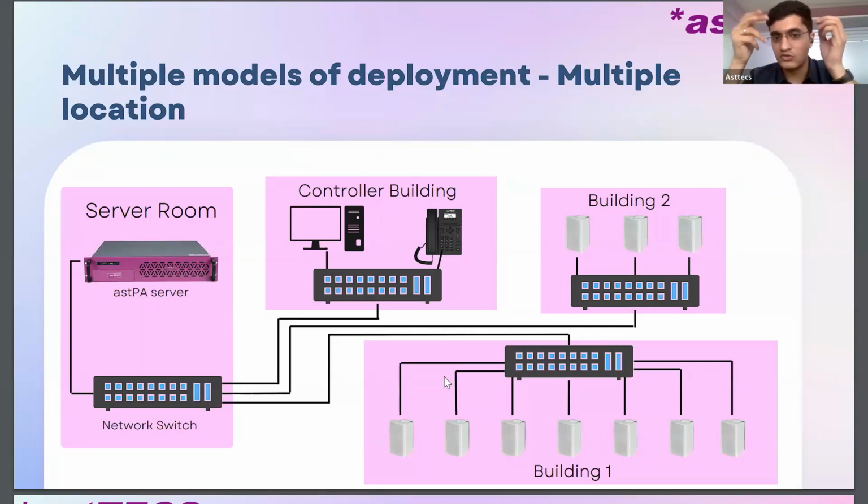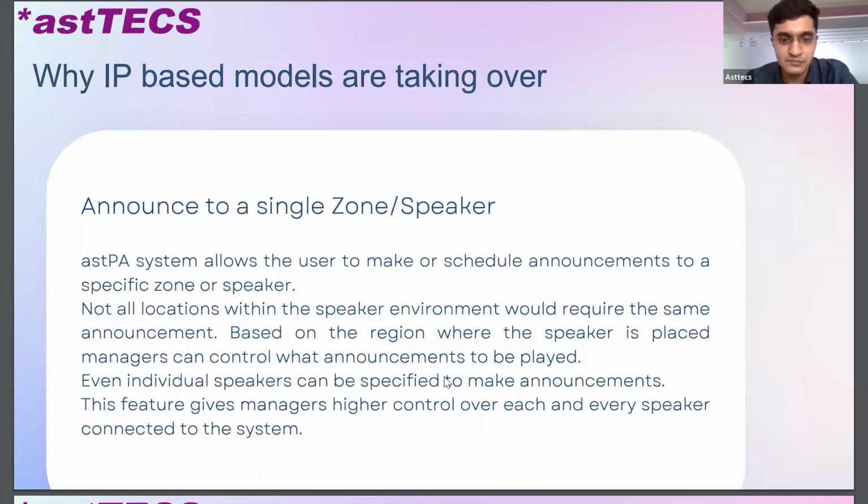We have also tested it this way. So you have a server room network switch. The network switch would connect to other switches. Those switches would internally distribute the network to all the speakers or announcement devices within the network, and not just announcement devices, even the controller and any other system there is.